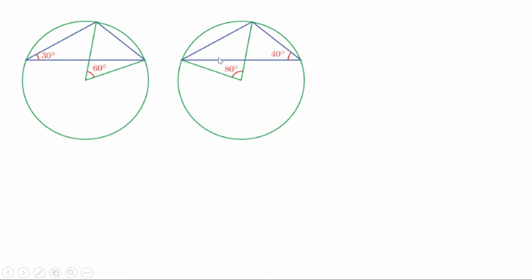Now let us take the second angle. This angle is made by this arc. Therefore, the central angle is 80 degree and the central angle of this chord is also 80 degree. Therefore, length of this chord is equal to 2r sine 40 degree.